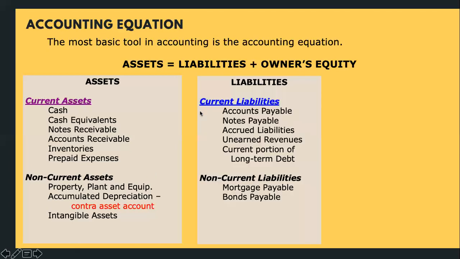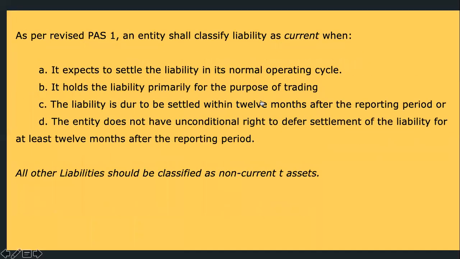How about liabilities? Liabilities are also classified as current liabilities and non-current liabilities. So what do you mean by current liabilities? As per revised PAS 1, an entity shall classify a liability as current when it expects to settle the liability in its normal operating cycle. So again, normal operating cycle. They expect to settle the liability within its normal operating cycle. Therefore, it's a current liability.